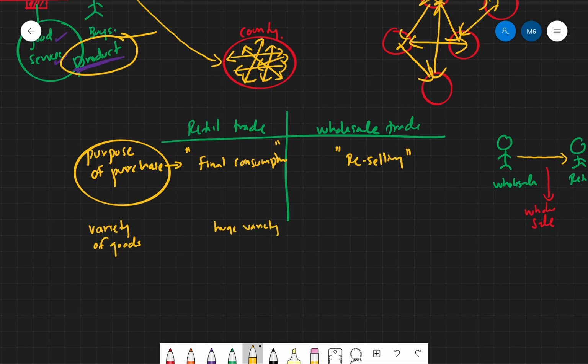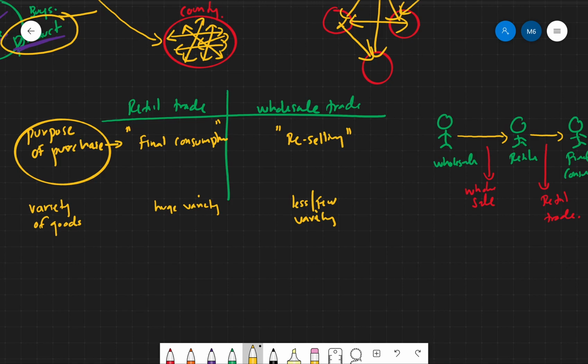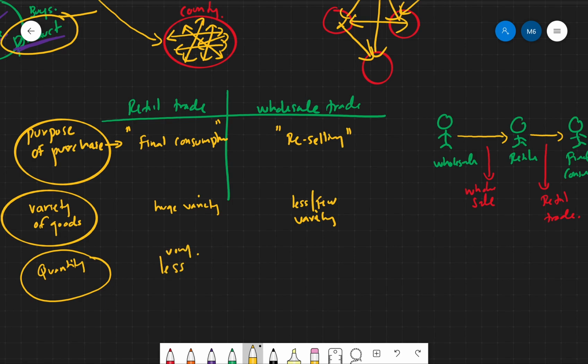That means if you go to a supermarket, you can buy all the consumer goods you need, from plastic items to food items, as well as stationery items, everything. But in wholesale trade they have only few varieties available. So though the variety of goods is huge in retail trade, the quantity of goods they store is comparatively very less. That means compared to a wholesale it's very less.